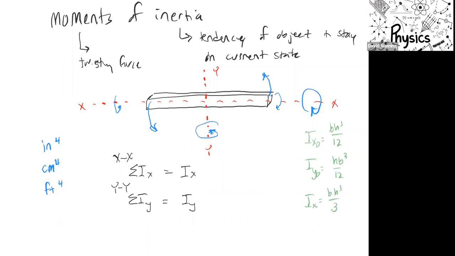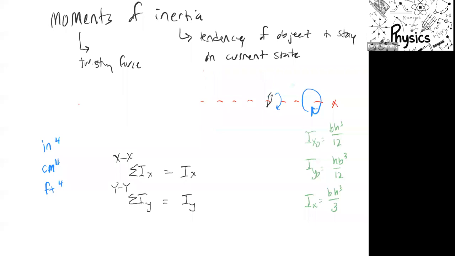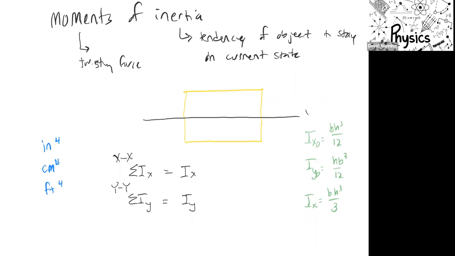So the way that works, let me just erase my shape here and give us something a little bit more 2-dimensional. If we have our shape, we're always going to be dealing with what we call X naught and Y naught. Those are the centers of our rotation. So when you're dealing with Ix, you're always going to use this X naught.